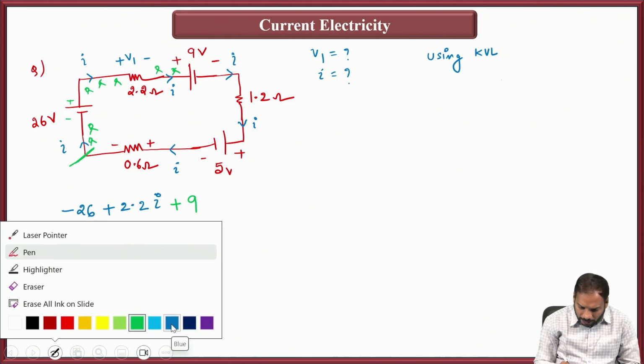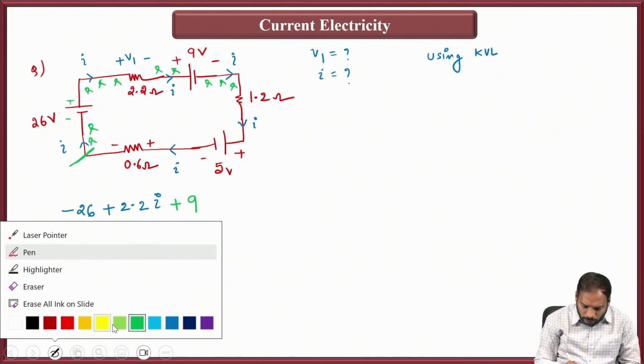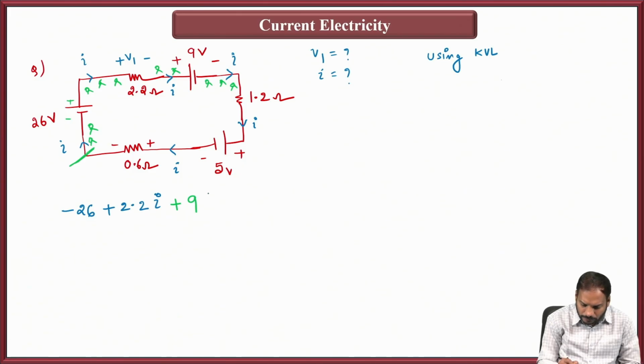Now I'm going ahead. I continue my walking. I'm touching the 1.2 ohm resistor. So at the 1.2 ohm resistor, the current is coming with me only. So take it as plus 1.2 I. Then after that, you keep on walking continuously.